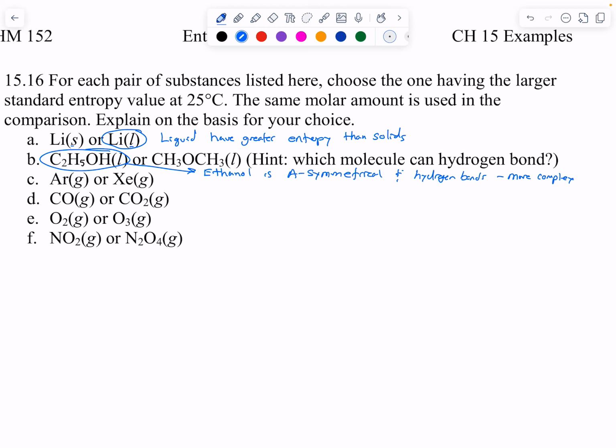Well, just an atom. Xenon has the larger molar mass, and that's more entropy. CO or CO2. Well, CO2 is larger, plus we have an extra bond, right? CO has 1 bond, CO2 has 2 bonds, so that means there can be more bond vibrations and rotations and whatnot, and there's more mass, so that's all more entropy.